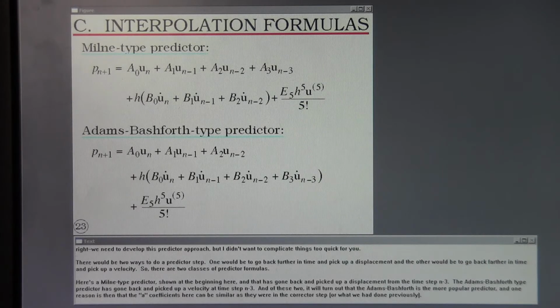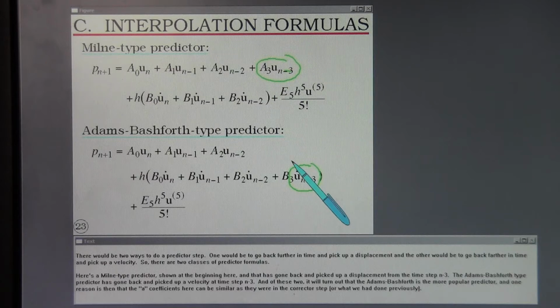Here's a Milne-type predictor shown at the beginning here, and that has gone back and picked up a displacement from the time step n minus 3. The Adams-Bashforth type predictors has gone back and picked up a velocity at time step n minus 3. And of these two, it will turn out that the Adams-Bashforth is the more popular predictor. And one reason is that the A coefficients here can be similar as they were in the corrector step, or what we had done previously.